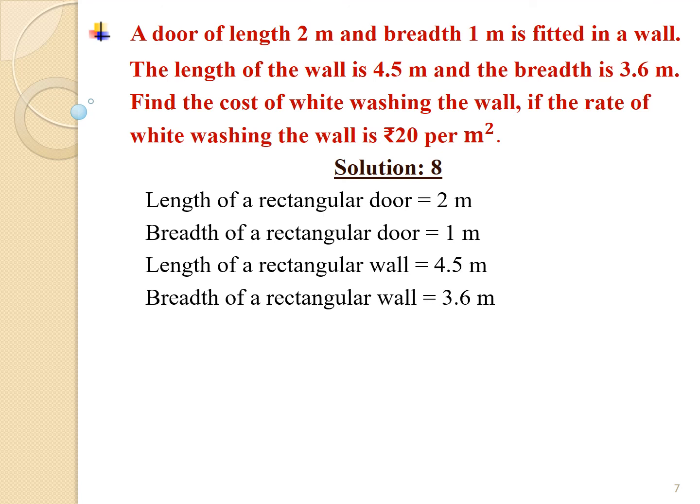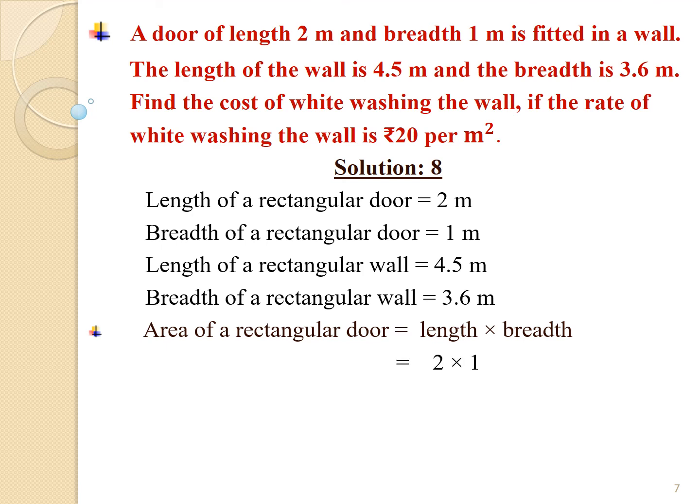Therefore, area of a door equals how much? We know that area of a rectangular door equals length into breadth, which is equal to 2 into 1, which is equal to 2 square meters.